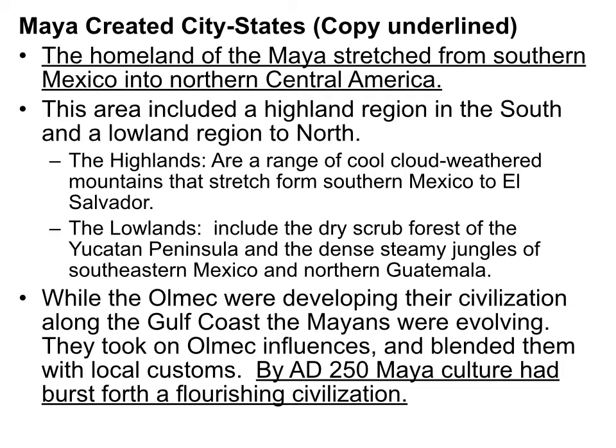The Mayans create city-states, and their main homeland actually stretched from the southern tip of Mexico into Central America. So we're talking about southern Mexico and northern Central America, like El Salvador, Nicaragua, places like that. It had highland regions and lowland regions. The highlands were very cool, cloudy. It included parts of, like I said before, Mexico and El Salvador. The lowlands were actually considered northern Guatemala. They were very dry, a lot of forests. It's still part of the Yucatan Peninsula, so a lot of steamy jungles.